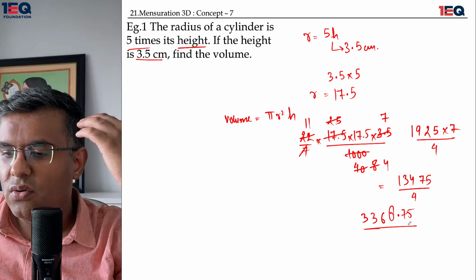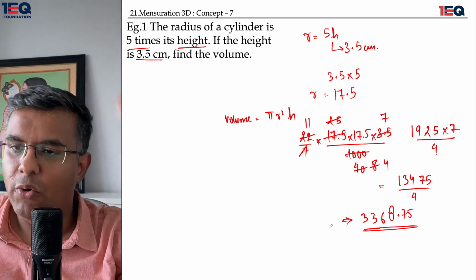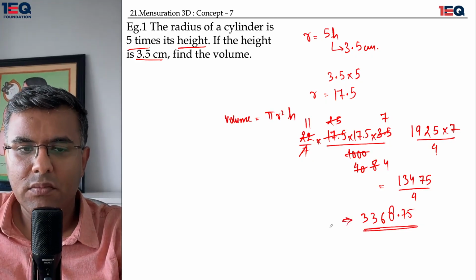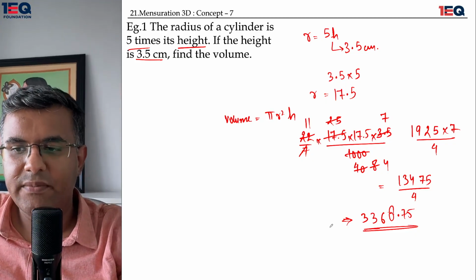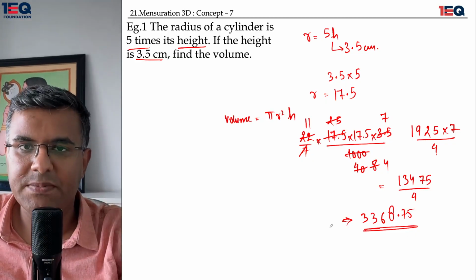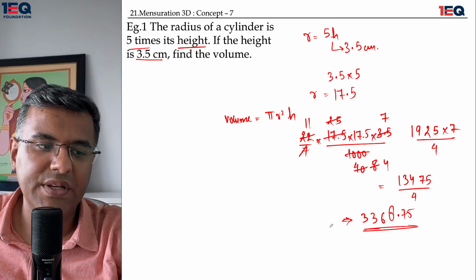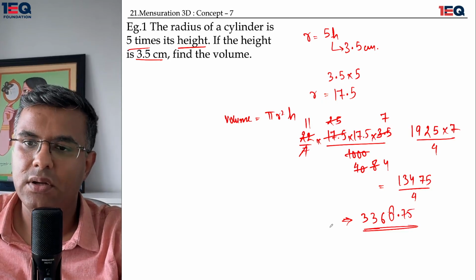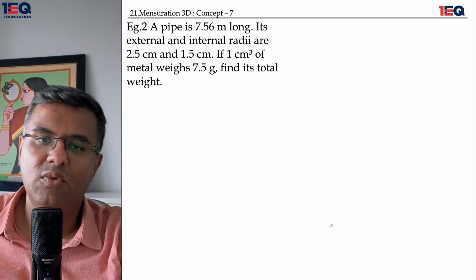48.75. So 3368.75 is the final volume. Okay, this might seem like a little difficult and a typical question of mensuration, but this is what would be expected out of you in the examination. You just have to improve your calculations and move just a little bit faster, and you'll be able to solve the question easily. Okay, let's move ahead.